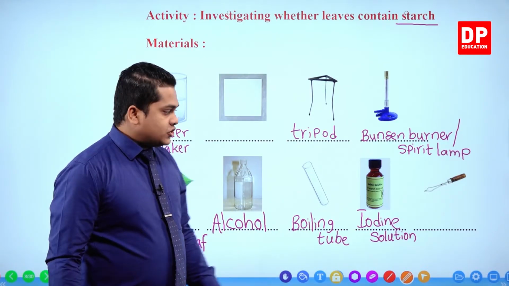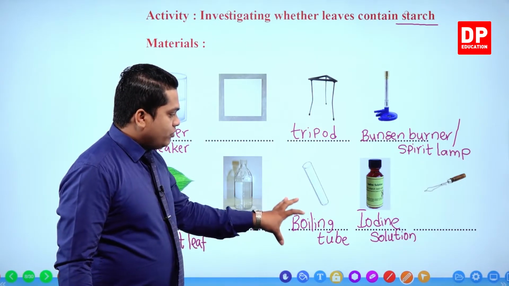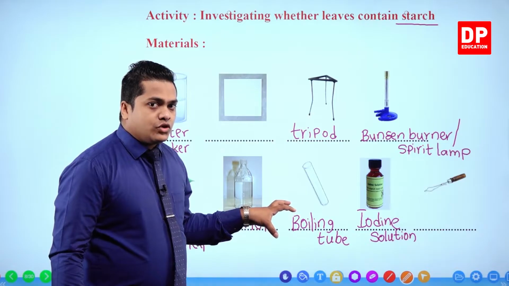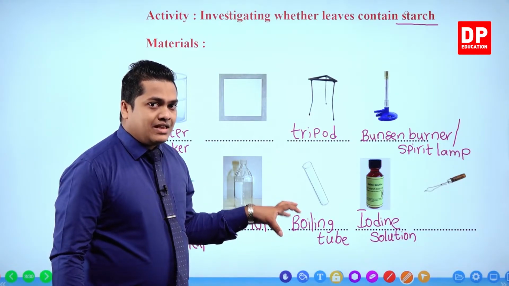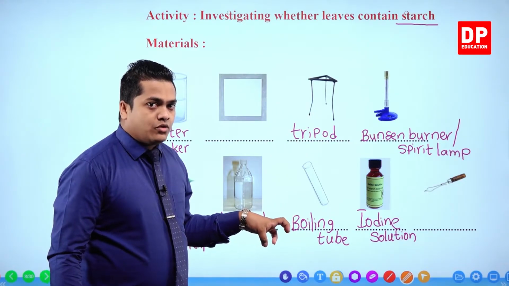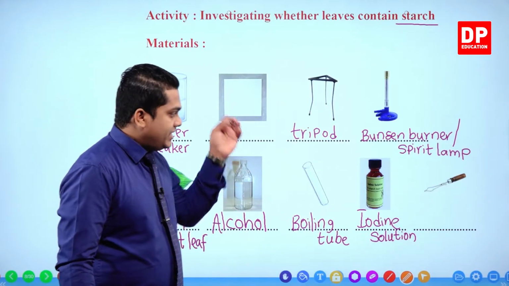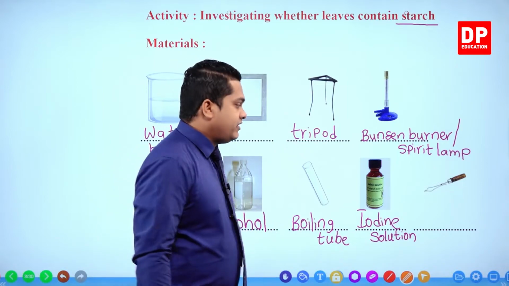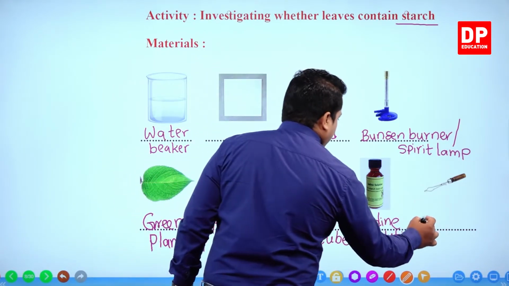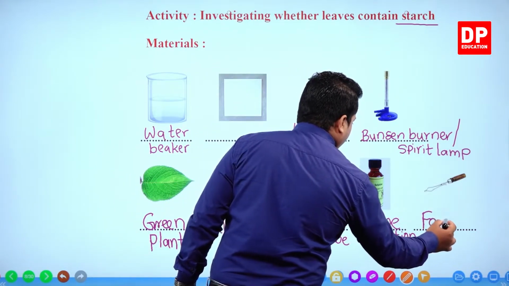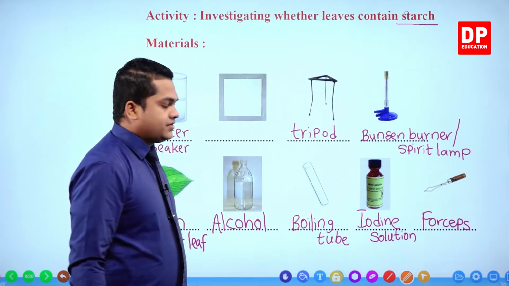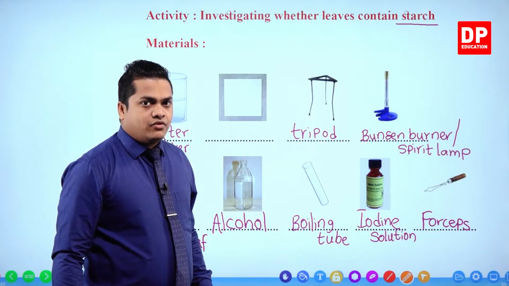Now we need to boil this boiling tube, right? So you know that in order to take that boiling tube out, or to hold it, we'll definitely be needing a holding instrument. So this is our forceps. We'll be needing forceps.